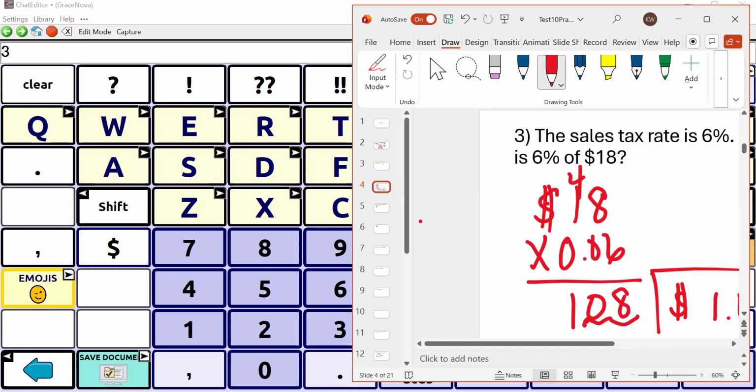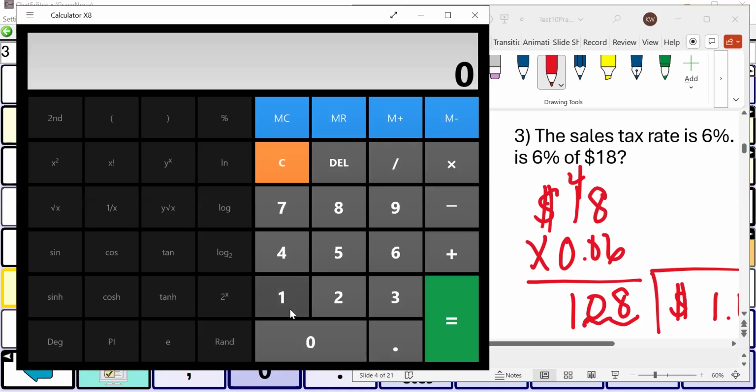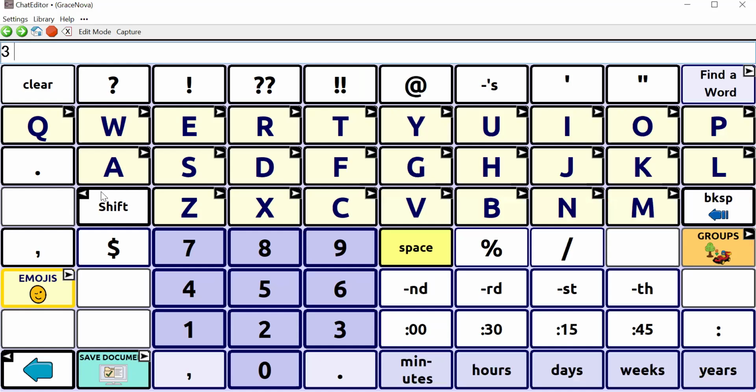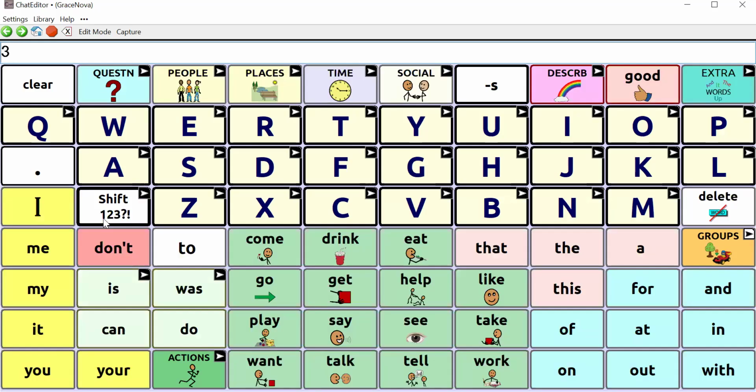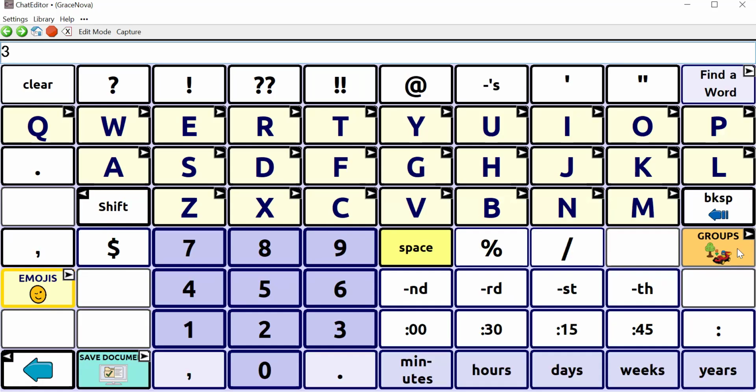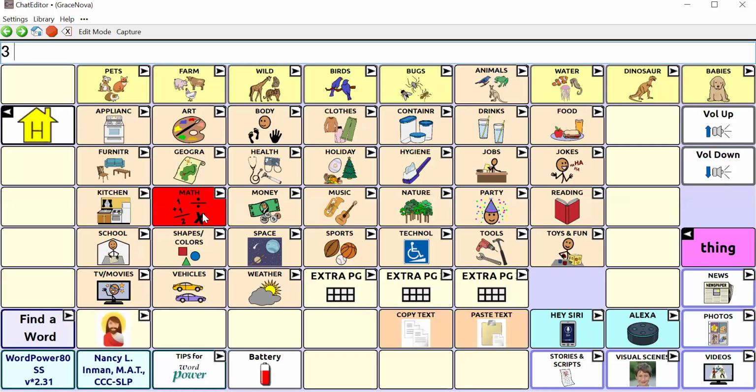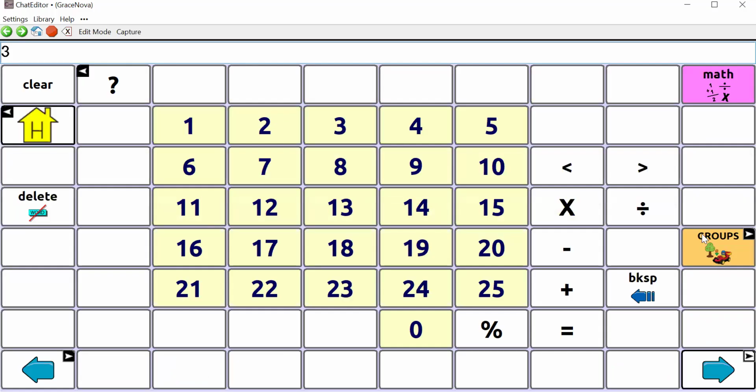All right, so back to the calculator. If we were to type this in on the calculator, 18 times 0.06 and then hit equals, we get 1.08. And don't forget that's money, so you would put that on there. If you wanted to mention that on your talker, do you have dollar? Let's go to math, and you would do 18. Oops, let me clear that up.